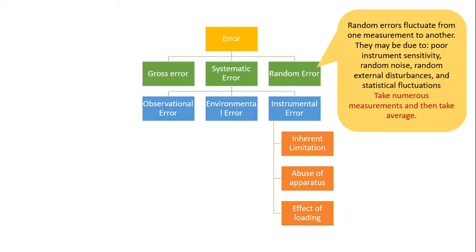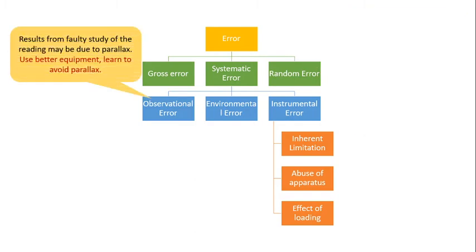Random errors fluctuate from one measurement to another. They may be due to poor instrument sensitivity, random noise, random external disturbances, and statistical fluctuation. The point is, we do not know for sure what causes random error, and thus we do not have any control over that. However, we can minimize random error by taking numerous measurements and then taking an average. We'll discuss it later. Observational error results from faulty study of reading, maybe due to parallax.